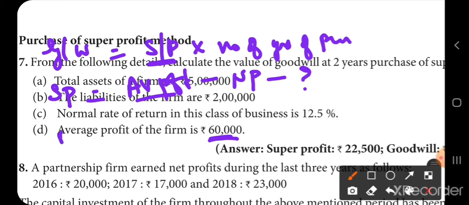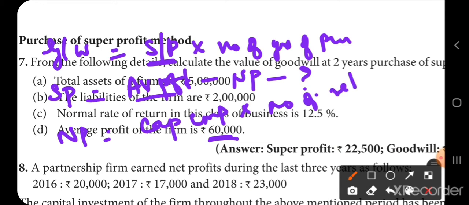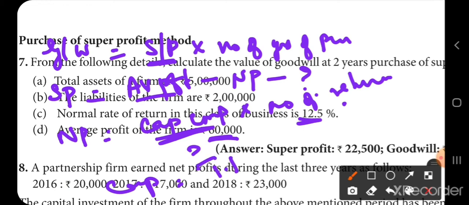What is normal profit? Capital employed into normal rate of return. Normal rate of return is given in the problem, but you don't know what is capital employed. So capital employed, what is the formula? Total of assets, that is current asset plus fixed asset, minus total liability, current liability, not total liability, current liability. But here they have given total asset and total liability. So up to this, hope it is clear. Now reverse, you have to work out the calculation. This you have to do roughly.